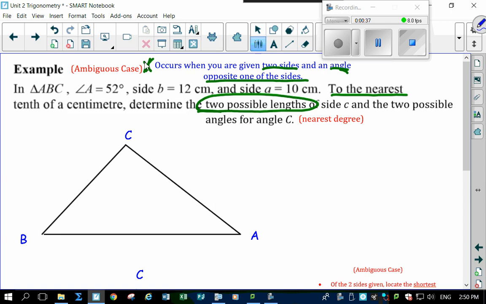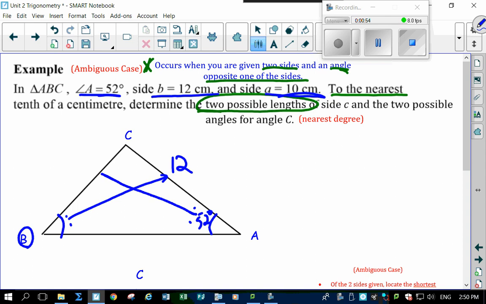All right, so let's solve this. Angle A is 52 degrees. That's 52. Side B is over here. That's side B, that's 12. And then side A is 10. That's over here. That's got to be 10.